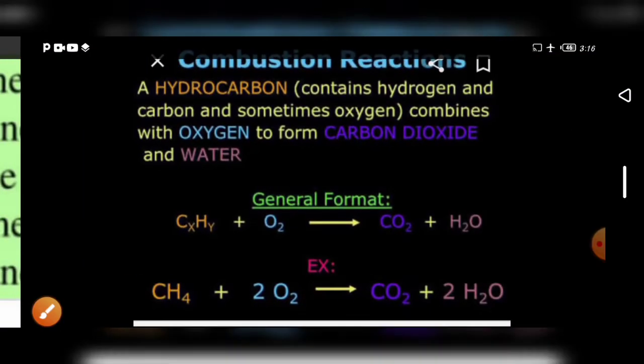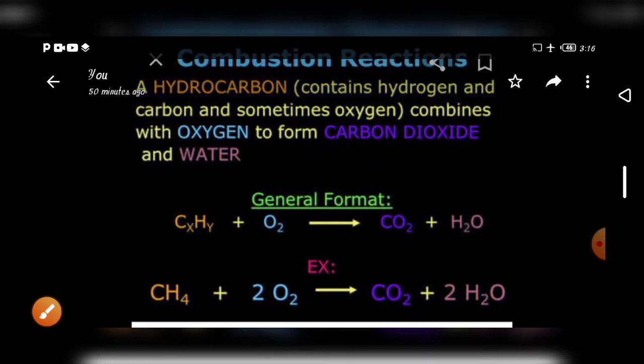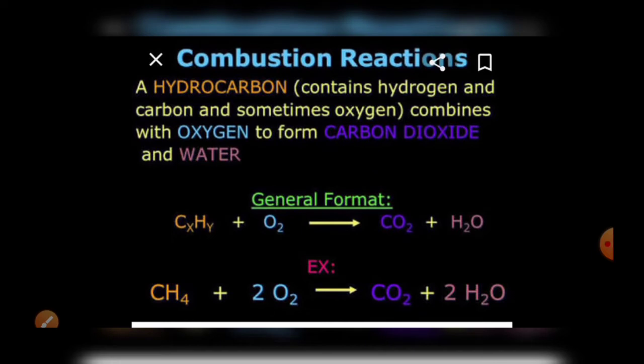Okay, next we go to combustion. All hydrocarbons are combustible substances. Why? Because they contain carbon. A hydrocarbon contains hydrogen and carbon and sometimes oxygen, and combines with oxygen to form carbon dioxide and water, whatever it may be. It may be alkane, alkene, alkyne, or alcohols, aldehydes, ketones, carboxylic acids, esters, ethers, which are made up of carbon. They undergo a combustion reaction to give carbon dioxide and water molecules, sometimes along with heat and light energy.